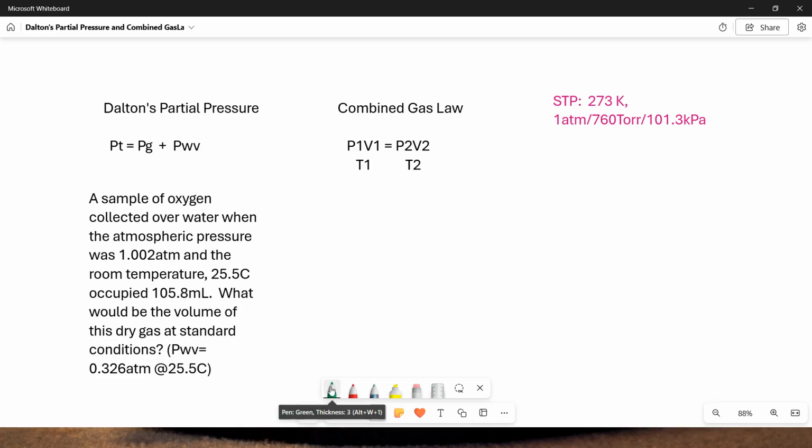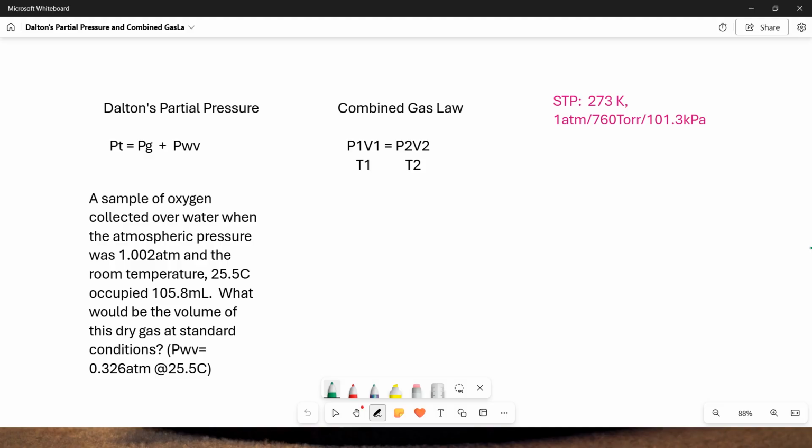Hi, Chem Peeps. Today we're going to talk about Dalton's partial pressure. And this is a really important law to use when you're collecting a gas over water. You know, in our atmosphere we have many gases: carbon dioxide, nitrogen, hydrogen, oxygen. We also have water vapor.